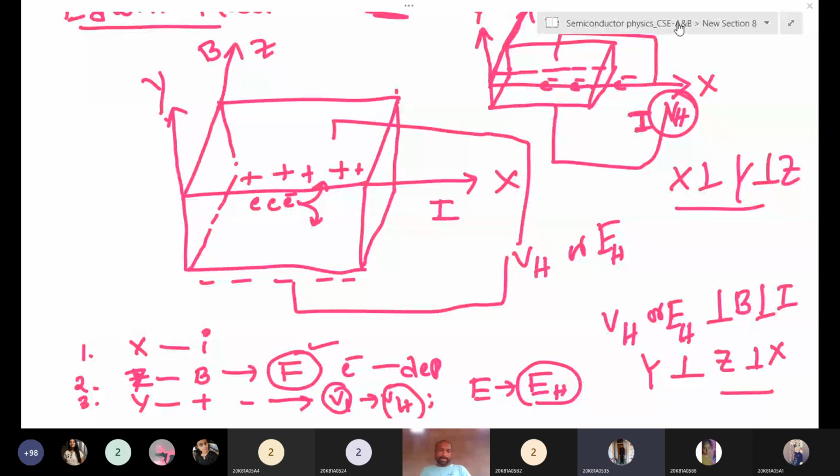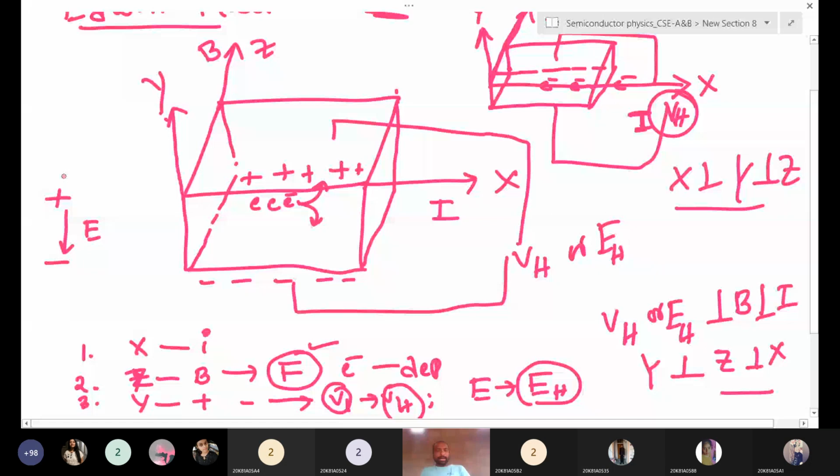The current is applied along the x-axis, and the magnetic field along the z-axis. So this Hall voltage or Hall field develops along the y direction. This Hall voltage or Hall field is always perpendicular to both the current and the magnetic field.